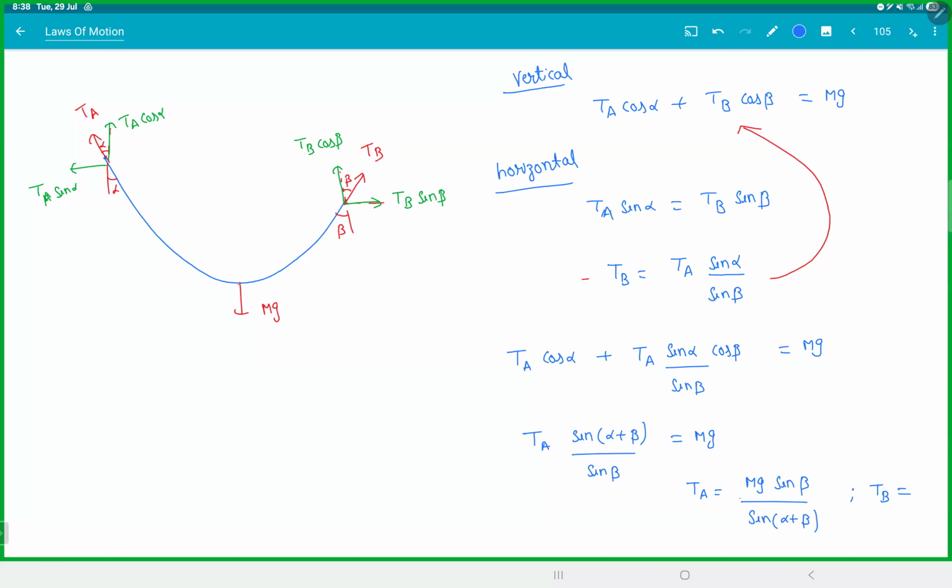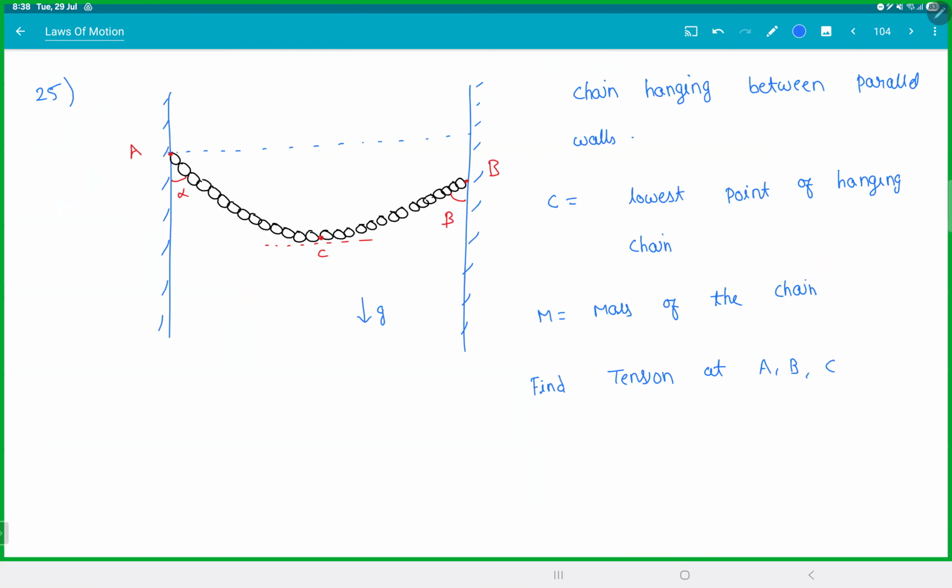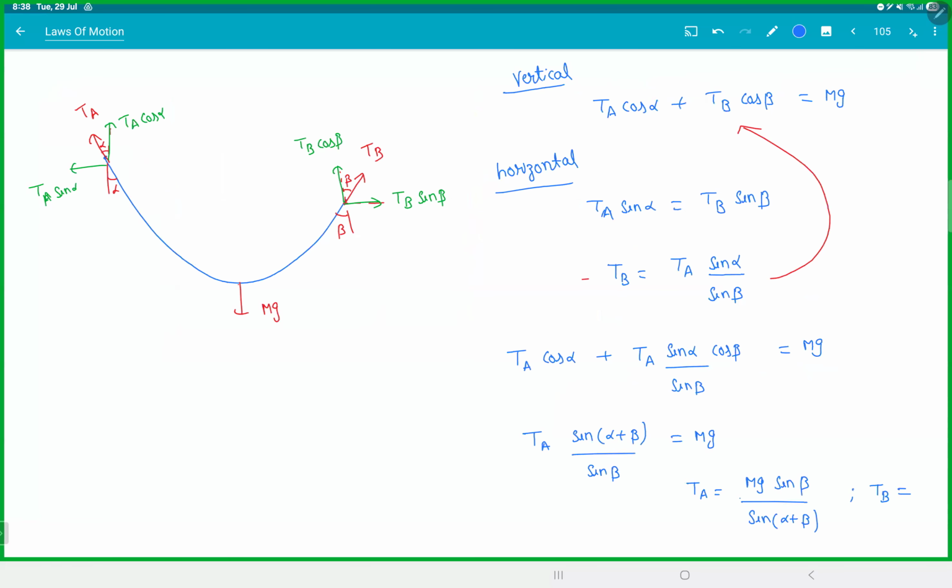Clear with this? How do you find tension at C then? Question is still not over. A and B we found out. Find the tension at C. C is the lowest point in the string. Think, I'll give you a minute more. This is what I was saying. If you ask me tension in the middle of the string, what should I do? I should cut it there and draw an FBD for that piece and then solve. Find the tension at the lowest point of the string.